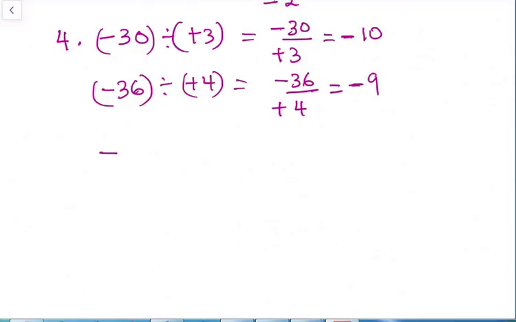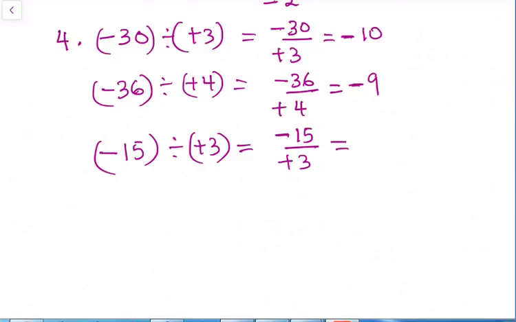The last example will be negative 15 divided by plus 3. And if you look at it, our numerator will be minus 15 and our denominator will be plus 3. We go through the same route. Negative divided by positive will give us negative, and 3 will go in 15 5 times.